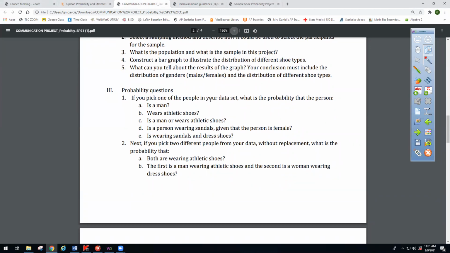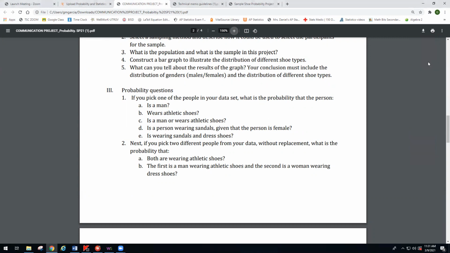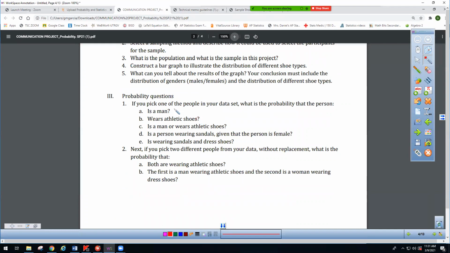If you pick one of the people in your data set, what is the probability that the person is a man? Wears athletic shoes? Please do not tell me that the probability of a man is 3 out of, I don't know, 45, whatever you observe. Okay, you need to make sure you show the work. 3 divided by 45 is equal to, I don't know, I'm just going to make up numbers here, 0.3587, which is approximately 35.9%. Okay, you need to show your work.